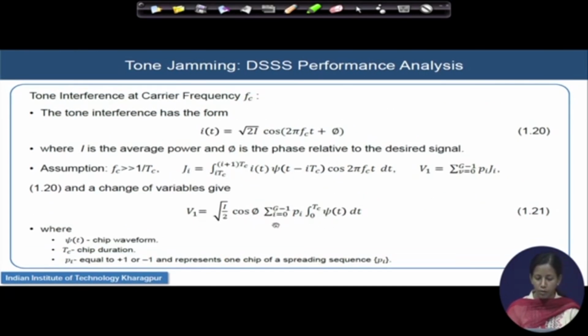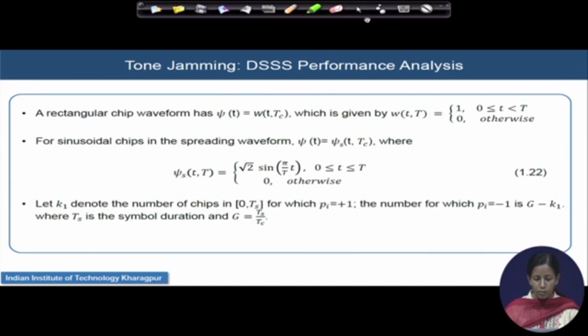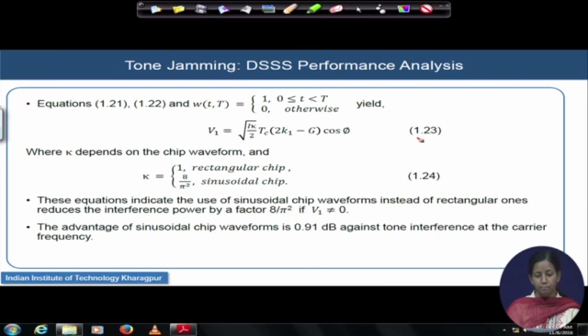So, now what is the substitution going on? I will substitute the value of ψ first by the rectangular wave, then by the sinusoidal wave, and then I will substitute the value of Pi by some expression, because the total number of chips that I will get will be k1 plus g minus k1, which is the total number of chips available. And if I keep on substituting all that, finally we will converge to the equation given by 1.23. We have evaluated that integration there.